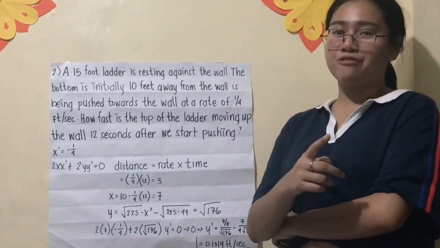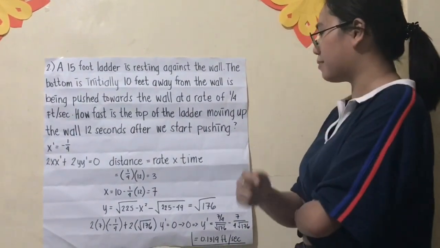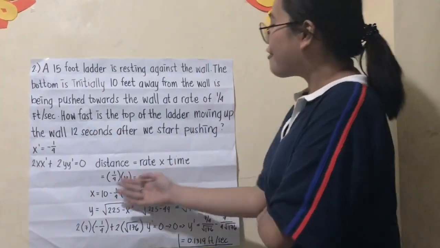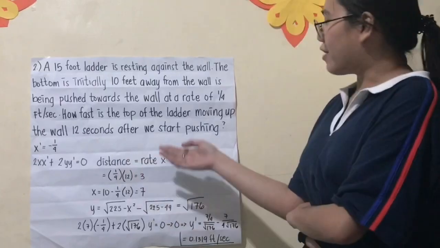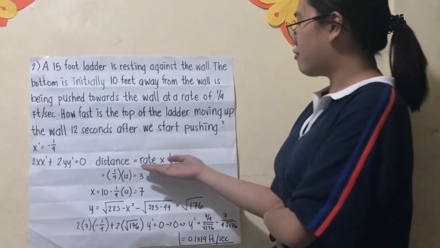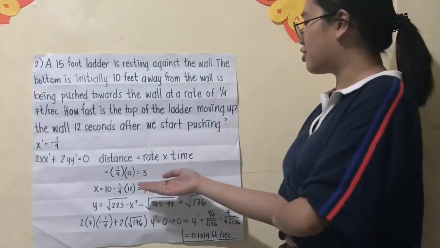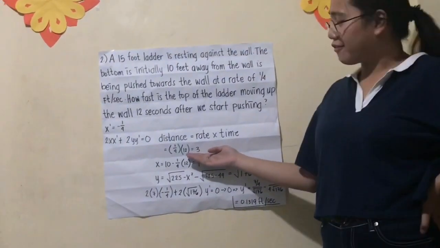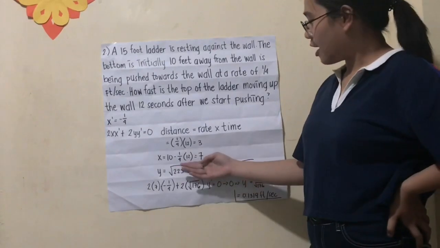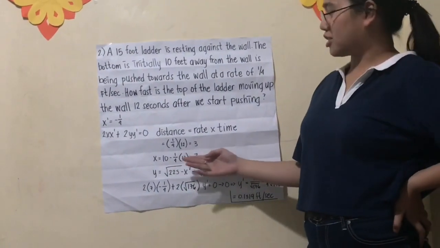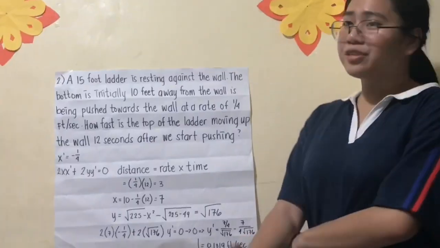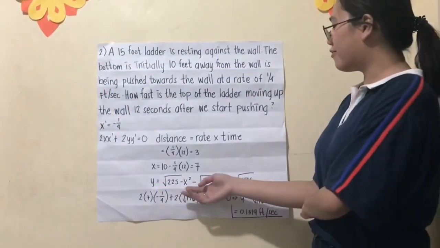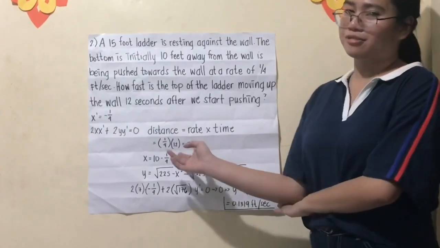Hence, the formula for the distance is rate multiplied by time. All we need to do is substitute the values of our rate and time into this formula, and that would give us the answer. So the end of the ladder has been pushed in 3 feet, and after 12 seconds, we must have x equal to 7. To find y after 12 seconds, we just need to use the Pythagorean theorem with the value of x we just found above.